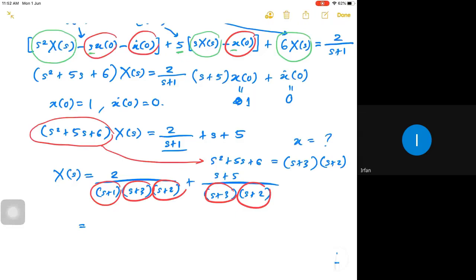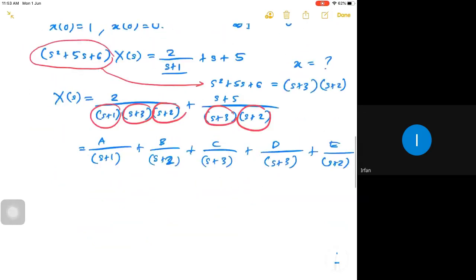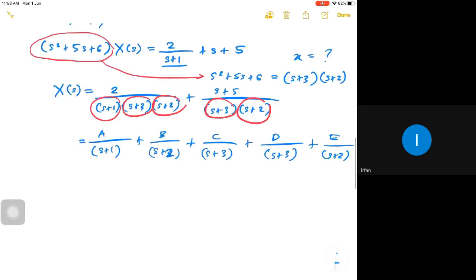Okay. For example, so what will happen is like this. This is the fraction that I want to have. This is B, C over s plus 3, okay, plus D over s plus 3, plus E over s plus 2. So these two are from a different fraction, and this one and this one are from a different fraction, so we can do them separately. Yeah?